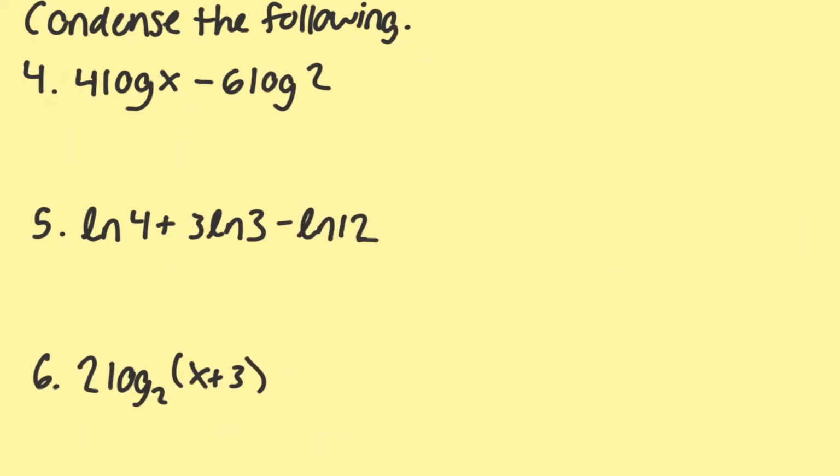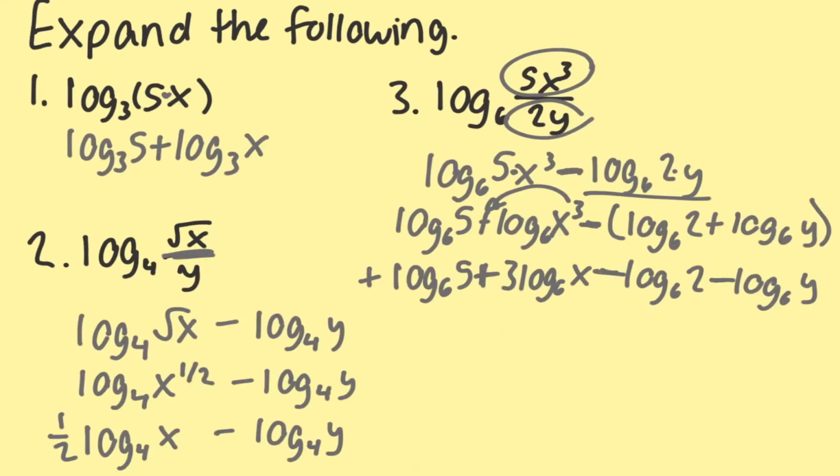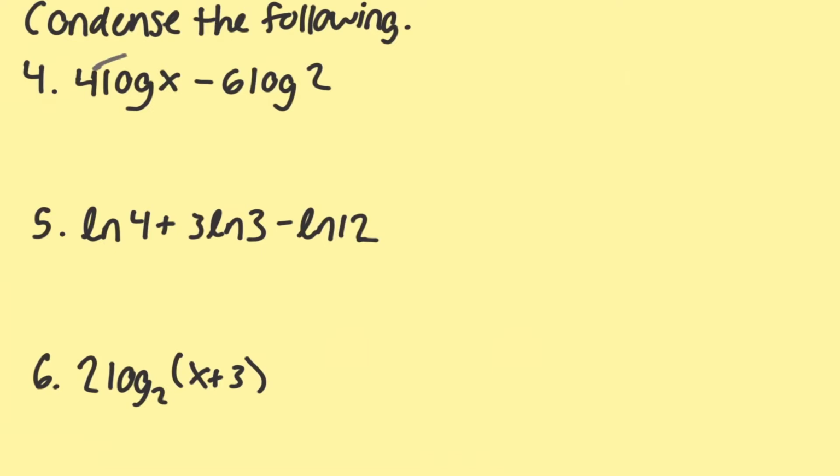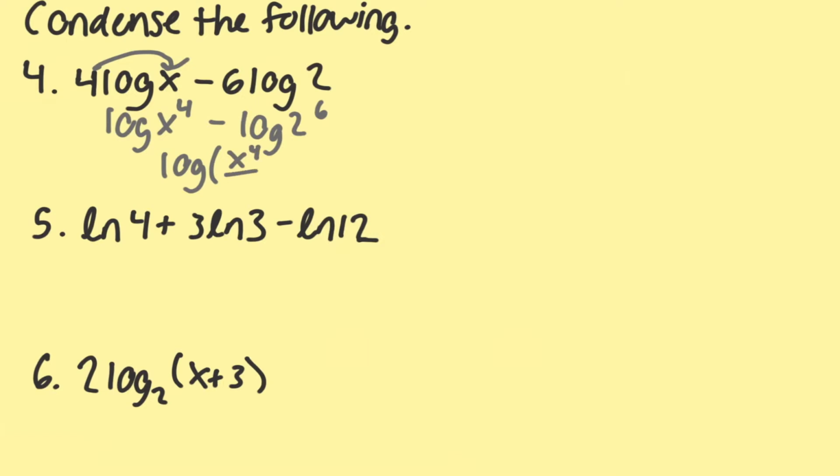Now we're going to work backwards and we're going to condense. Back here, one of our last steps in expanding was bringing an exponent out front. So one of our first steps in condensing is going to be bringing the exponents back in. And now that we have two logs that are being subtracted, we can condense the insides by dividing.